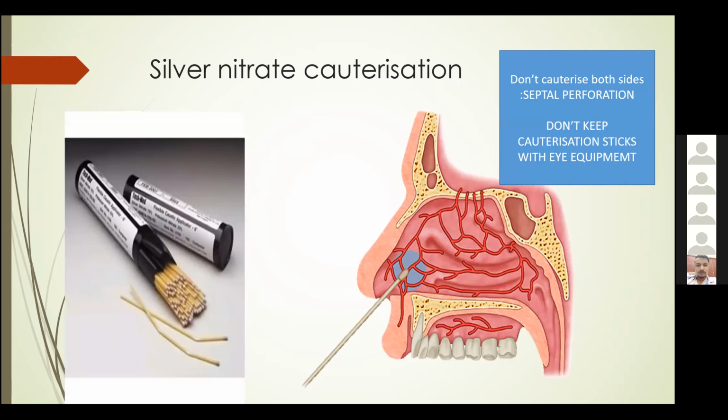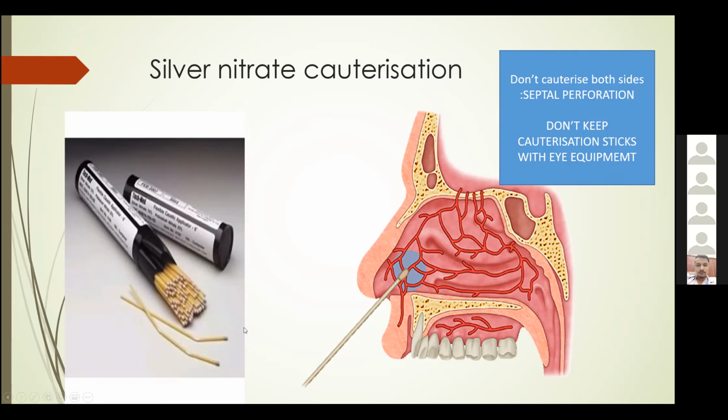Now, these are pictorial demonstrations of silver nitrate cauterization. These sticks come in this kind of packaging that they look like matchsticks. Now, there was an incident in which I don't know what trust it was. It came through the HIEM learning site where these silver nitrate cauterization sticks were mixed with cotton wool buds that have got stick ends, which we normally use for eye examinations and so forth.